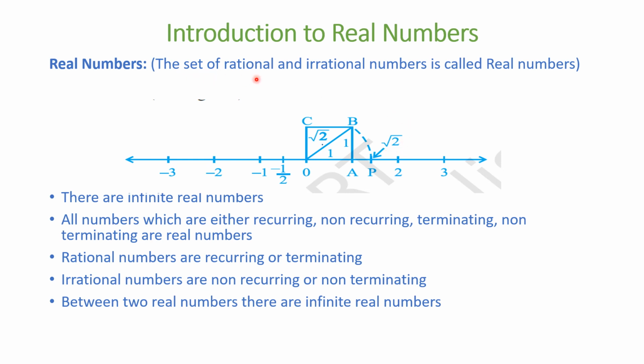So the set of rational and irrational numbers together becomes the set of real numbers. Obviously, there are infinite real numbers. All numbers which are either recurring and non-recurring, terminating, non-terminating become real numbers. And very importantly, between two real numbers, there are infinite real numbers. You have learnt all this in class 9. And this is very important for your class 10 too. So let's start with the actual class 10 syllabus, that is the Euclid's division lemma, which will be the next video.